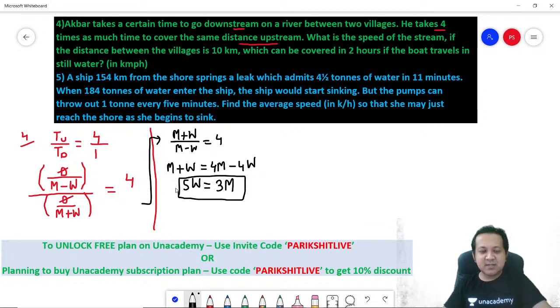Now the question says, what is the speed of the stream? Stream means water. If the distance between the villages is 10 kilometers, the 10 is not required because in our case, did you see, the distance d cancels out. So irrespective of the distance, whether it is 10, 100 or 1000, it won't change your answer because d anyway cancels out. They say it can be covered in 2 hours. What is the speed of the stream if the distance between the villages is 10 kilometers, which can be covered in 2 hours if the boat travels in still water?